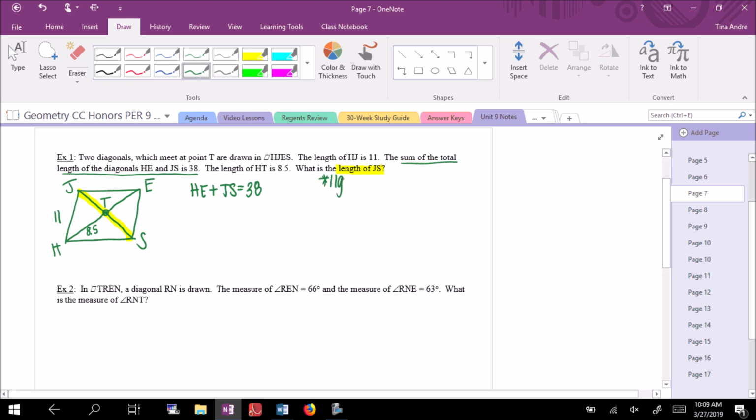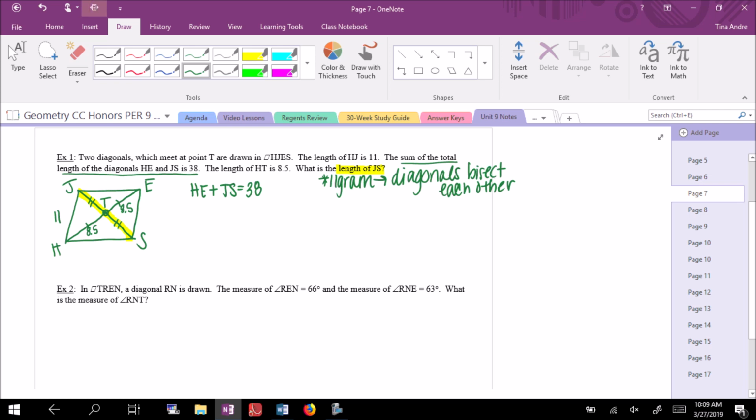So I'm going to say since I have a parallelogram, that means that the diagonals bisect each other. And then I'm going to go ahead and mark that. So these two pieces have to be equal. So that means that this is 8.5. And then these two parts are equal. So now when I look at this, I know that this entire length of diagonal HE has to be 8.5 plus 8.5. So I can add those together, and we have 17 for that. So that means HE is really 17.